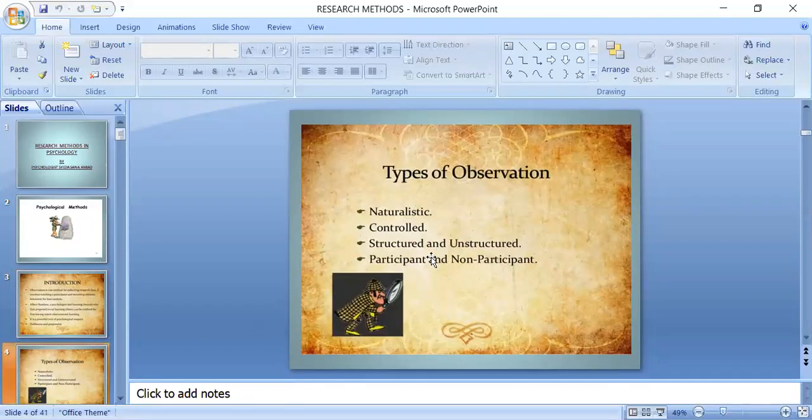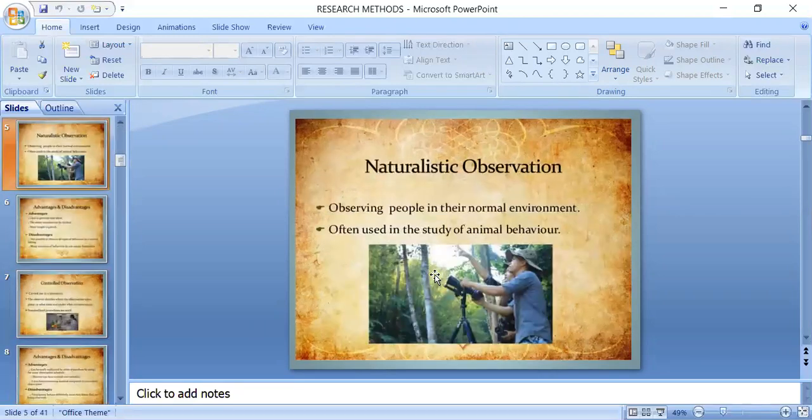Types of observation. There are four types of observation: naturalistic observation, controlled environment, structured and unstructured environment, and participant and non-participant observation. So now see what is naturalistic observation. In naturalistic observation, people are observed in their normal environment, often used in the study of animals' behavior.